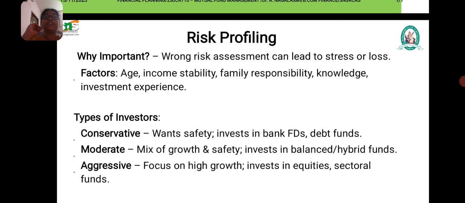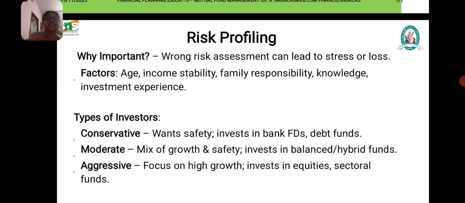Here we should know the types of investors in making the investment. There will be a conservative investor, a moderate investor, and an aggressive investor. Conservative, the word itself gives an idea that he wants safety. He does not want to take high risk. So he invests in bank FDs and debt funds. He is said to be a conservative investor.